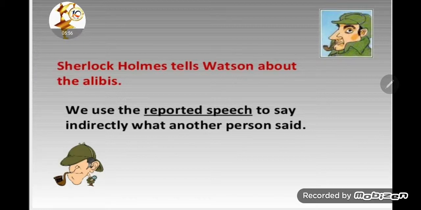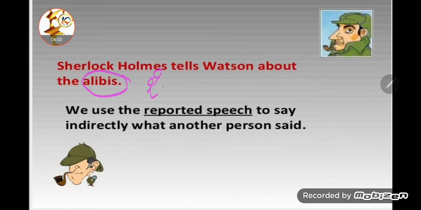But before here, Sherlock Holmes tells Watson about the alibis اللي هي ايش؟ حجج الغياب، يعني حجة غياب كل واحد فيهم. But first, before we start, let's revise the reported speech. قبل ما نبلش ونعمل transfer أو change from direct into indirect, خلينا نعمل هيك بس مراجعة سريعة ل reported speech.